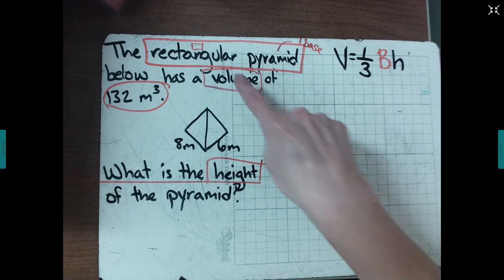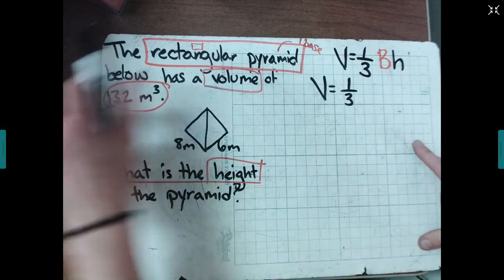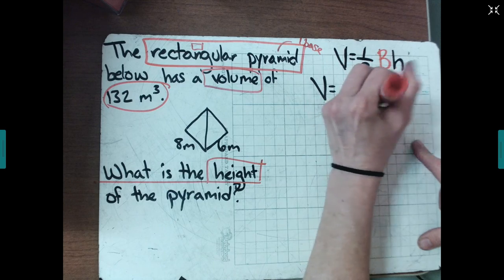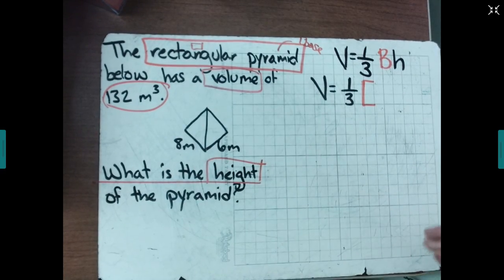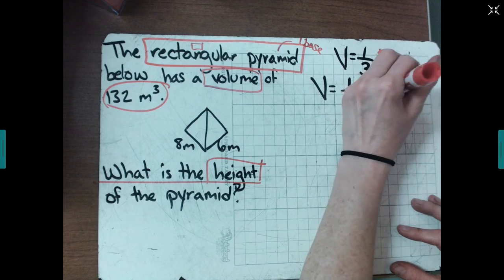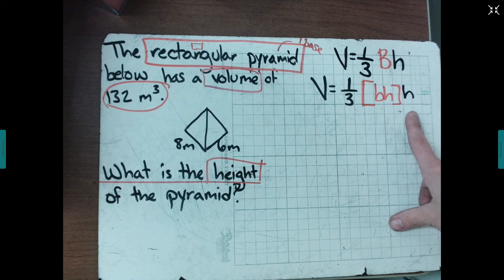Okay, my base is a rectangle, so I can already start to rewrite this. How do I find the area of a rectangle? Area of a rectangle is base times height. And then I still have the height of my pyramid that I'm looking for. All right, I have my original formula. I plugged in the area of my base. Now I need to replace my letters with numbers.